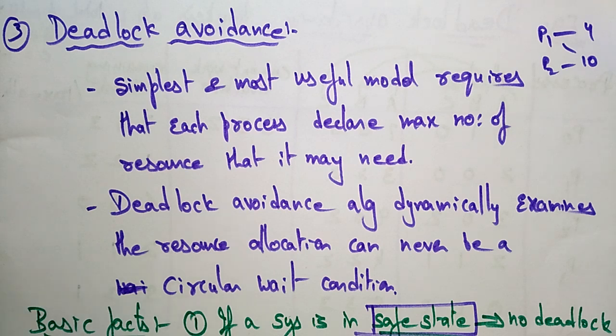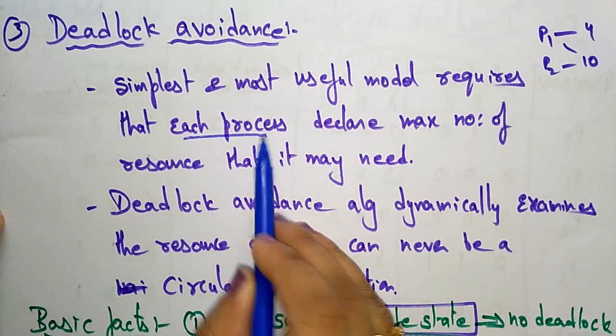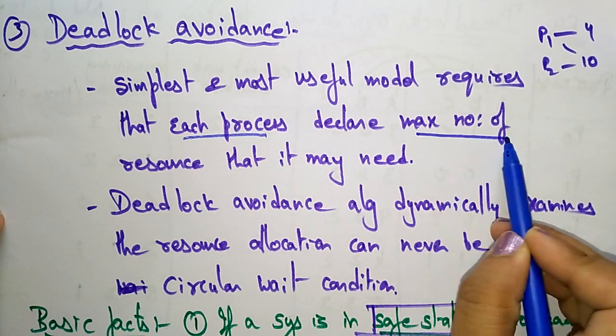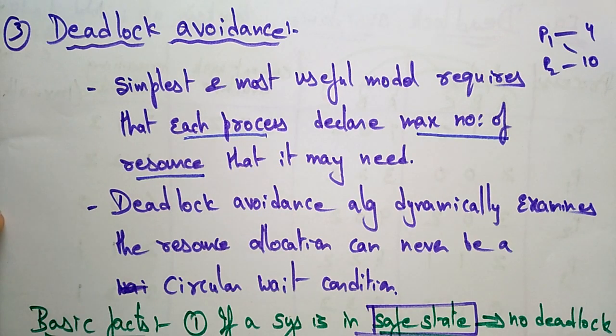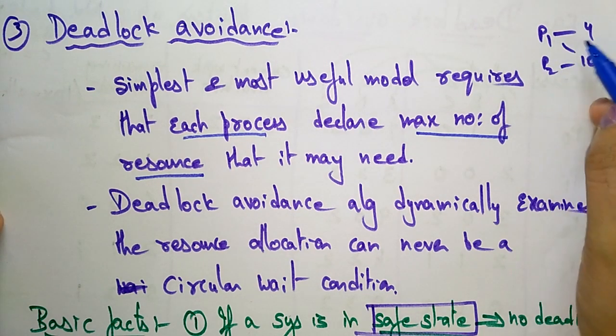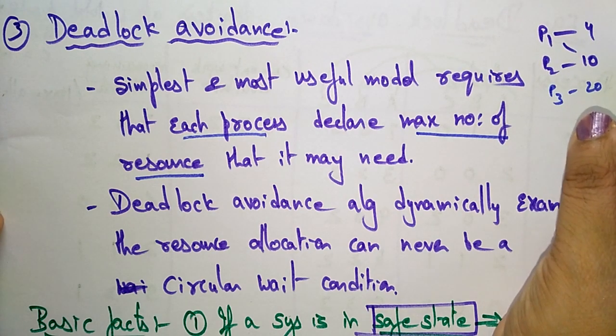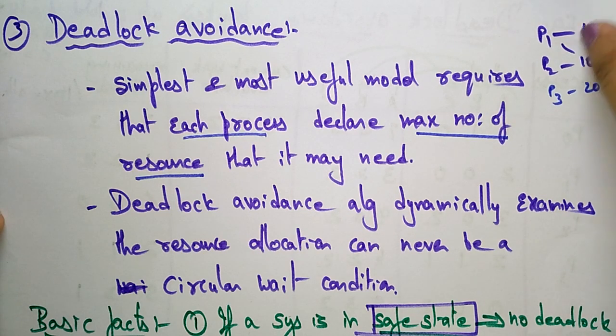To avoid deadlock, the simplest and most useful model requires that each process declare the maximum number of resources that it may need. Before starting, each process we are taking, P1, P2, P3, has to declare the maximum number of resources it may need. Suppose process 1 needs 4, process 2 needs 10, and process 3 needs 20, like that. So first we have to declare the maximum number of resources that each process needs. If you do it like that, you can somewhat avoid the deadlock.